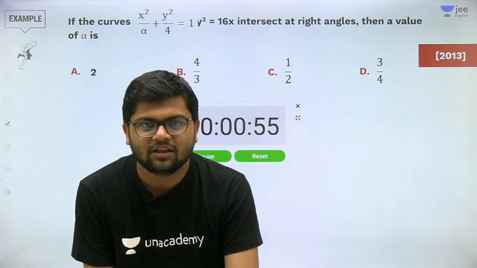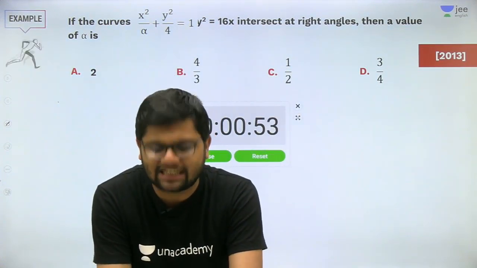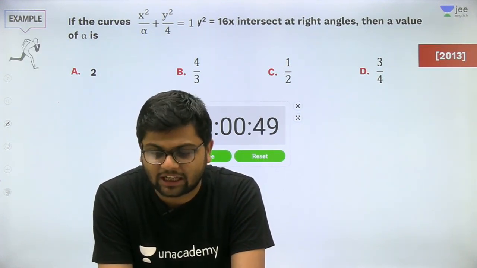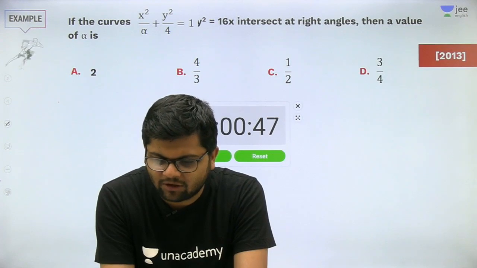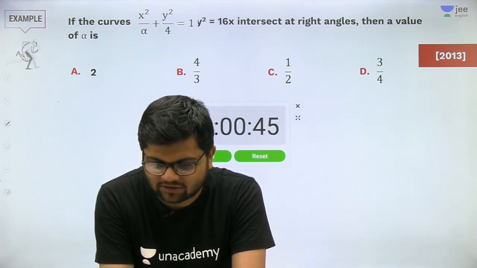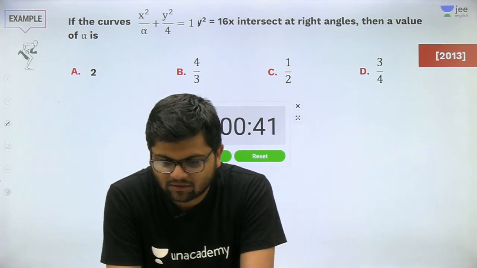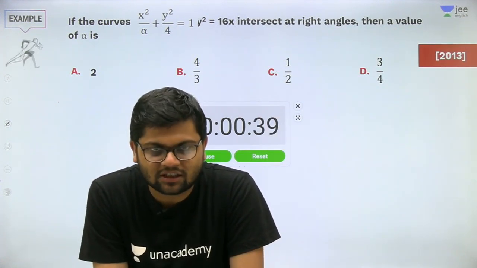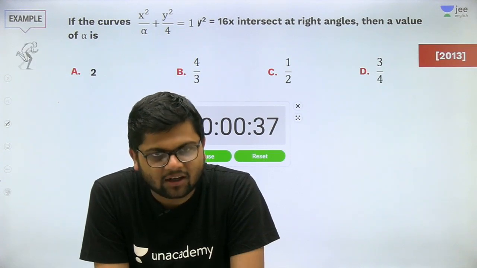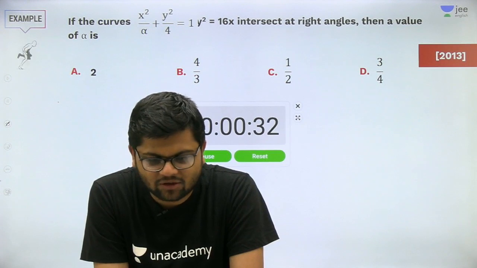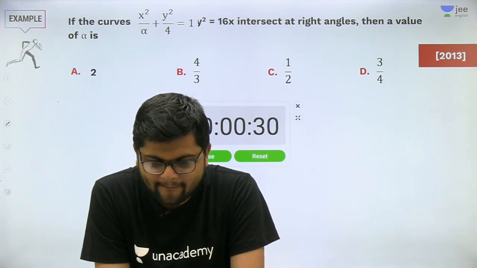If the curves this and this intersect at right angle, then we need to find the value of alpha. Yes, Kalpana, Calcutta was the answer. Very good. Now just try to solve this question. In this question you will not need that much of geometry. You can solve it by just algebra.